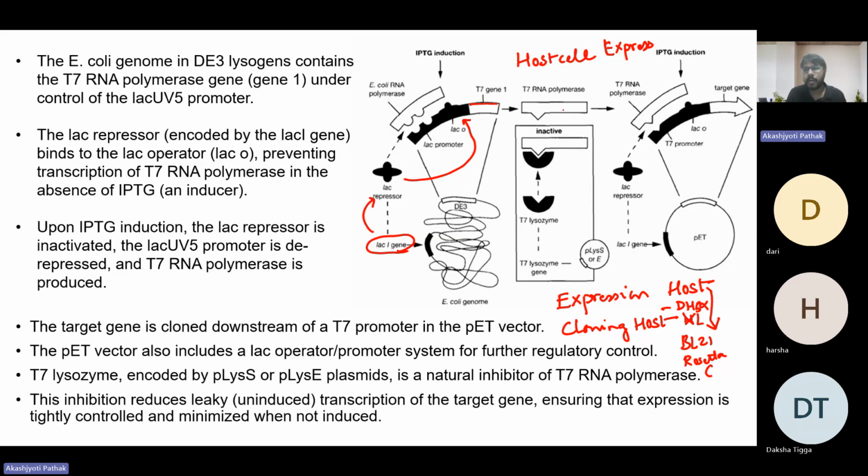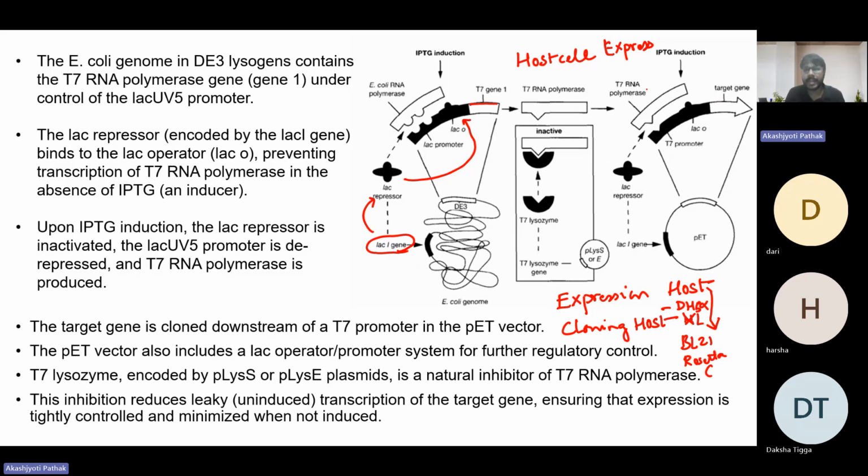Now, this is your plasmid. This is your pET vector plasmid where you have cloned your gene of interest. Your plasmid also has this LAC-I gene, and it will have your gene of interest. So your gene of interest is cloned downstream to the T7 promoter. So now since your T7 RNA polymerase is not expressed, your target gene will also not be expressed.